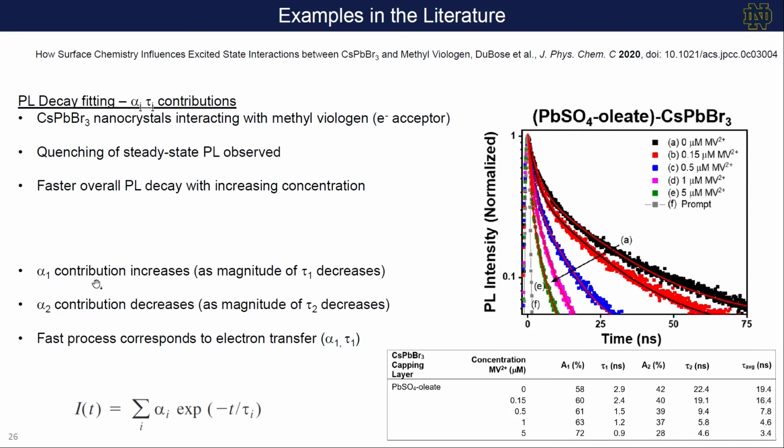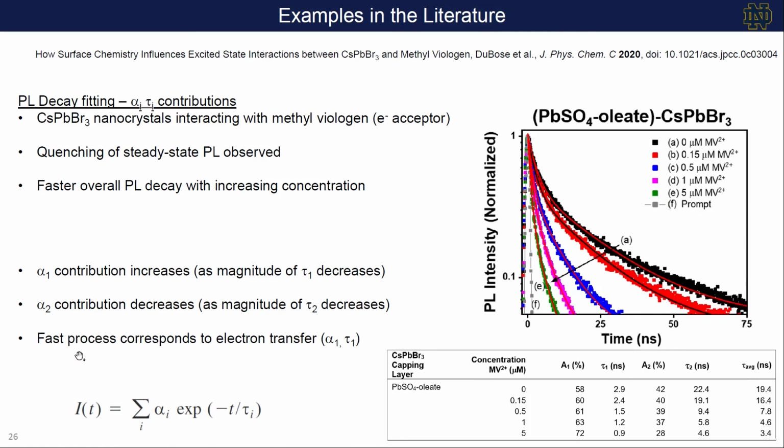But we did something very similar to the previous paper. We looked at how alpha sub 1 and also alpha 2 actually change, and also what the magnitude of the two different tau values is. So you can see as we add more and more methyl viologen, we see the contribution from alpha 1 increasing with a concomitant decrease in alpha 2. So again, this fast component, or the tau 1 component, is becoming faster and is contributing more. And then the alpha 2 component is contributing a lot less. You can also see there's a decrease in the average lifetime as well.